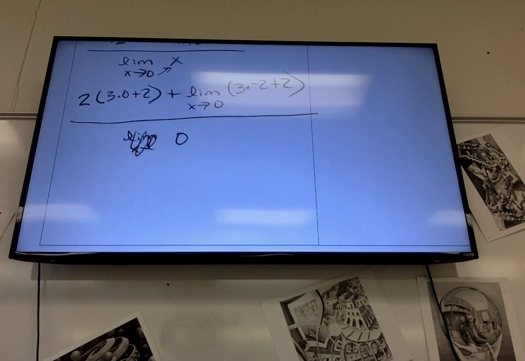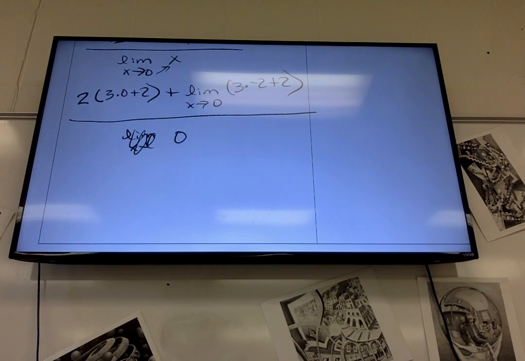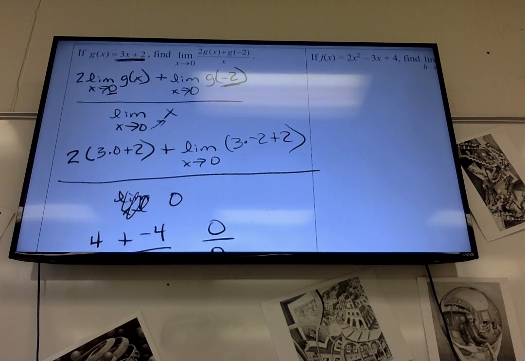But let's look at the top, though. This is 4 plus negative 6 plus 2, which is negative 4. So, unfortunately, it does give us 0 over 0. We can figure it out another way. So, here's what we're going to do.